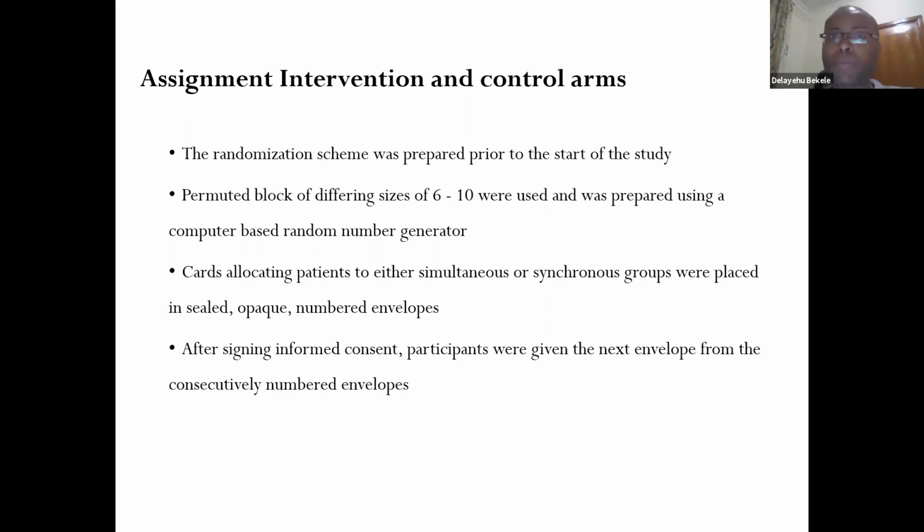A randomization scheme was prepared prior to the start of the study. Permuted blocks of differing size between 6 and 10 were used, prepared using a computer-based random number generator, and cards allocating the patient to either the simultaneous or the sequential group were placed in sealed opaque numbered envelopes. After signing informed consent, participants were given the next envelope from the consecutively numbered envelopes.